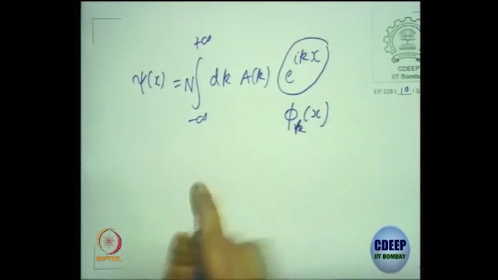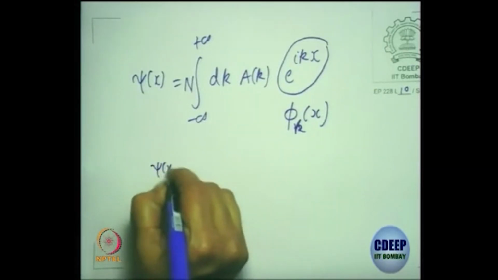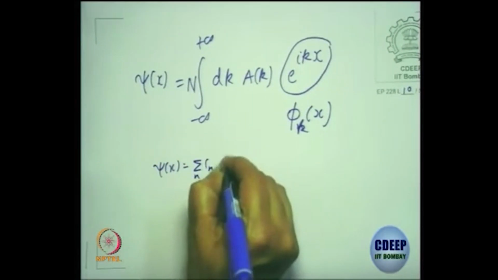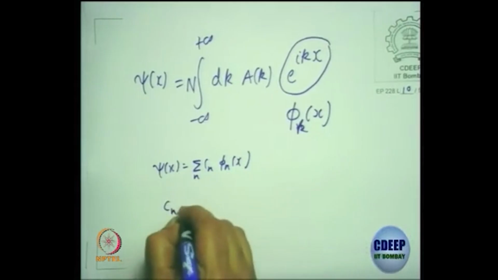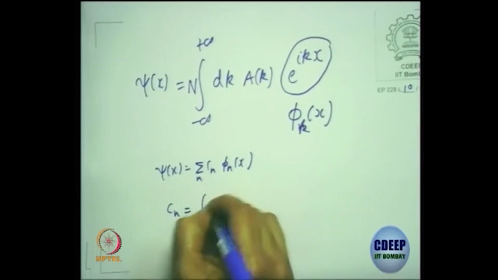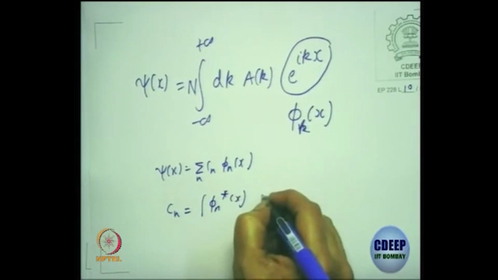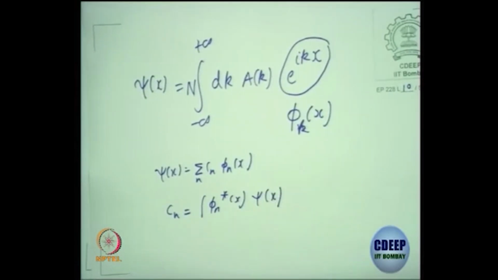If it was a discrete sum, how will you find out what A of k is? When we had psi of x as a summation over n of Cn phi n of x, what did you do? Cn was, you integrate both sides with phi n star of x, psi of x. Integration is over dx. This is what you did. Now what will you do here? You have to take the phi k star of x on this side, and that will give you the coefficient A of k. So what will A of k be?